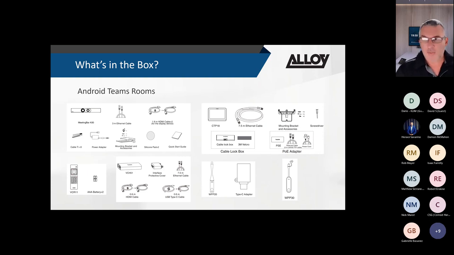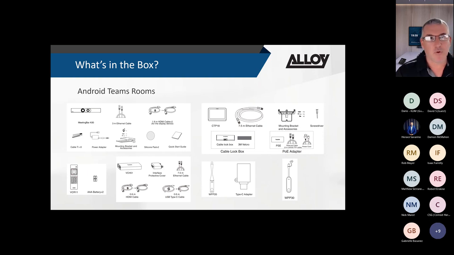As you can see, with that Android bar, you get your power adapter, you get your HDMI cables, you get your Ethernet cable, you get your wall mounting bracket. Everything that you need comes in the kit. Same again for the CTP18. It comes with the wall mounting bracket. It comes with your Ethernet cables. Everything that you need to install, it comes with it. And then even the VCH51 content sharing box, or BYOD box, comes with the HDMI cable, comes with the USB-C cable. Everything you need is included.